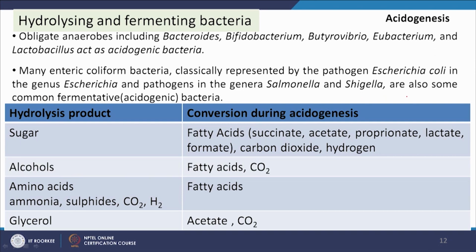Both fermentation and acetogenic reactions can be performed by these microorganisms. And after these both reactions, that is hydrolysis and acetogenic reactions, sugar will be converted to fatty acids, that is succinate, acetate, propionate, lactate, formate, okay, carbon dioxide and hydrogen. Alcohols will be converted to fatty acids and CO2, and amino acids will be converted to fatty acids, ammonia, sulphide, CO2, H2, glycerol will be converted to acetate and CO2.